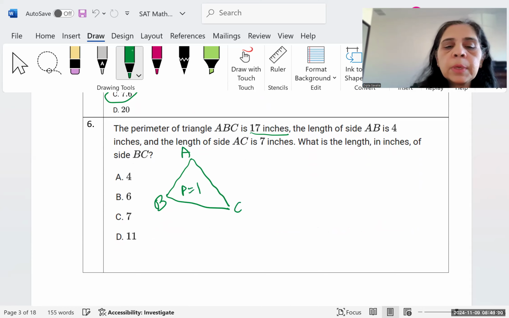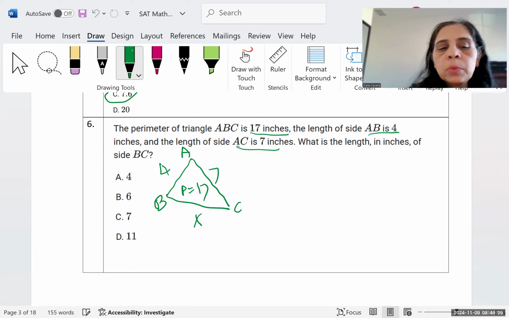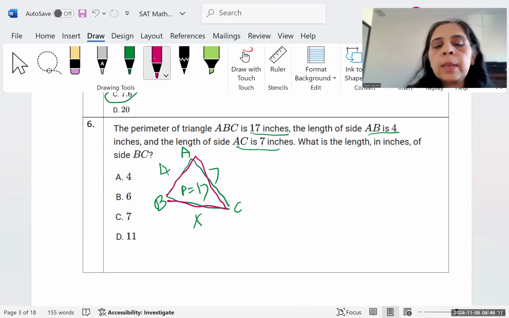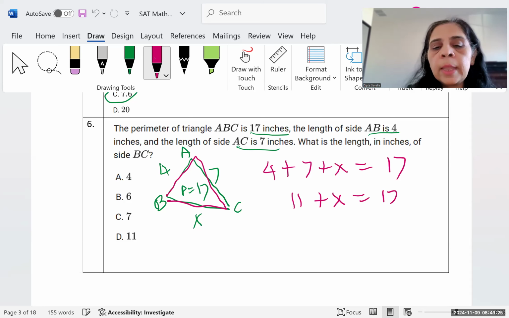Perimeter is 17 inch. Side length AB is 4 and AC is 7. And this one we are looking for BC. So we can see what perimeter means. Perimeter means you add each side length, right? So we can do 4 plus 7 plus x equals 17. 4 plus 7 is 11, and then we subtract 11 on both sides. So x equals 6.